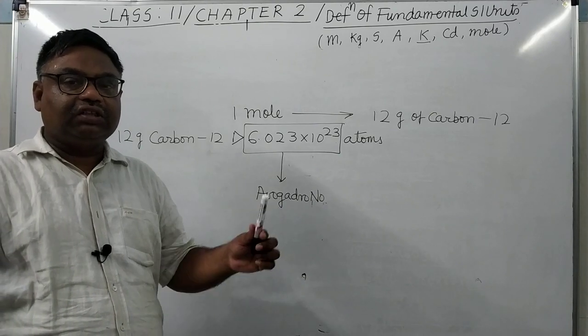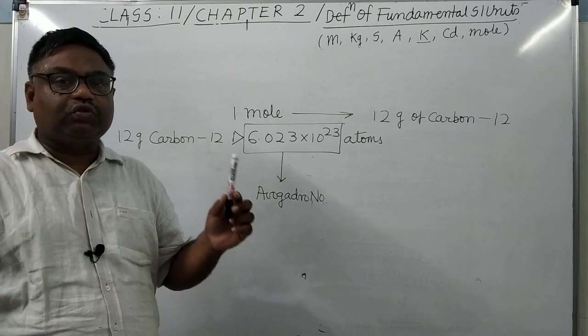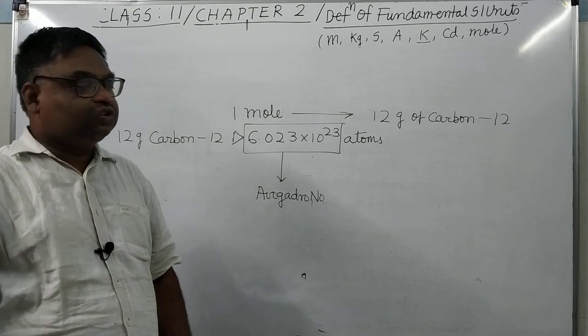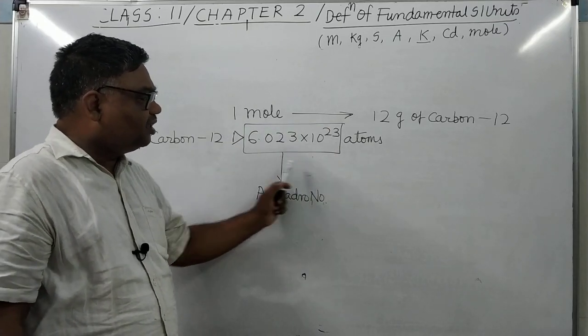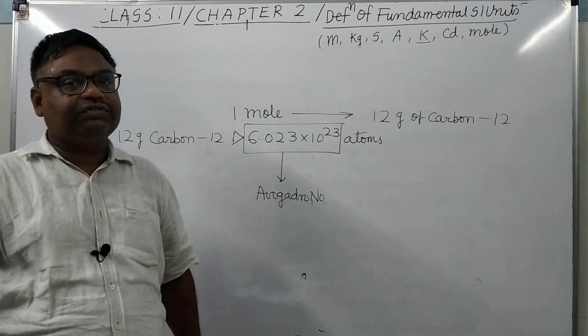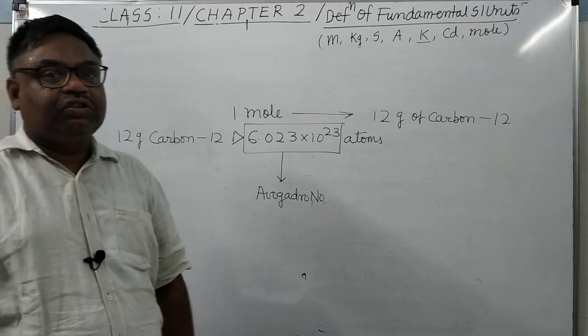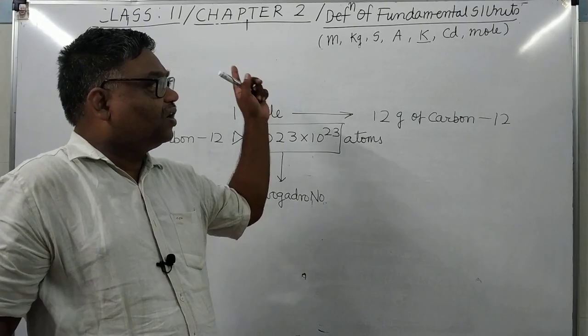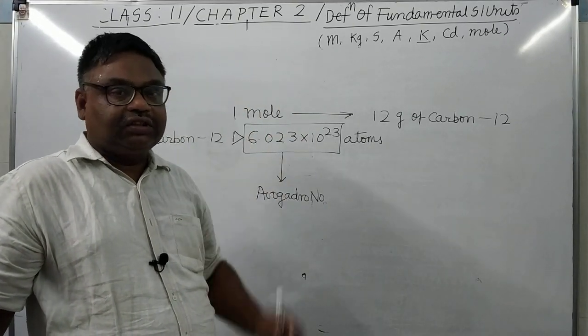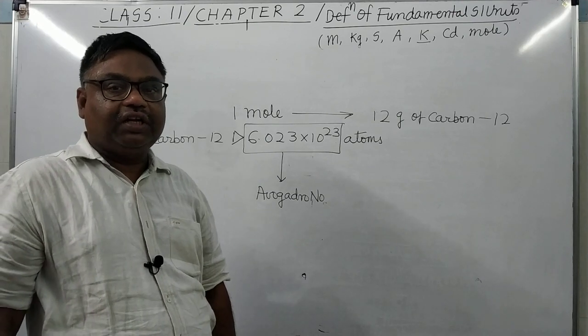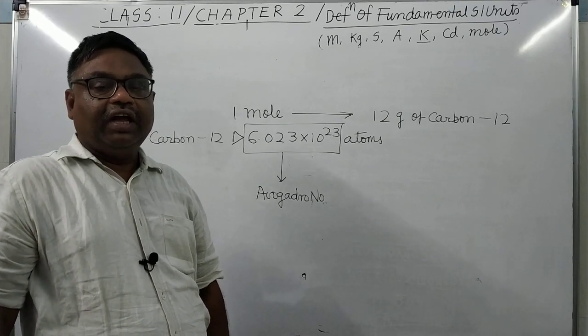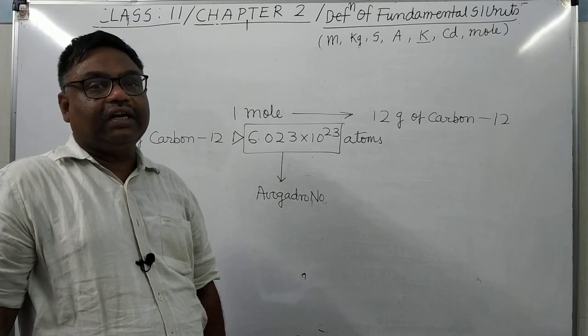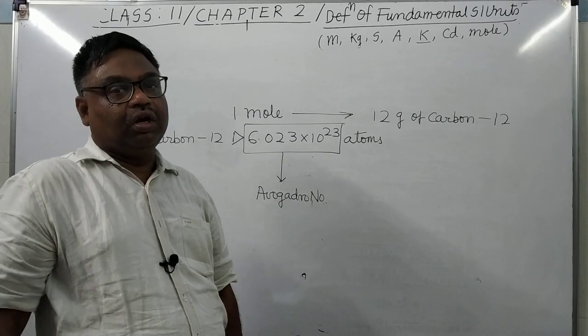1 dozen means 12 units. 1 score means 20 units. So 1 mole means this many units of that substance. It's clear? So these are the 7 fundamental units: meter, kilogram, second, ampere, Kelvin, candela and mole.